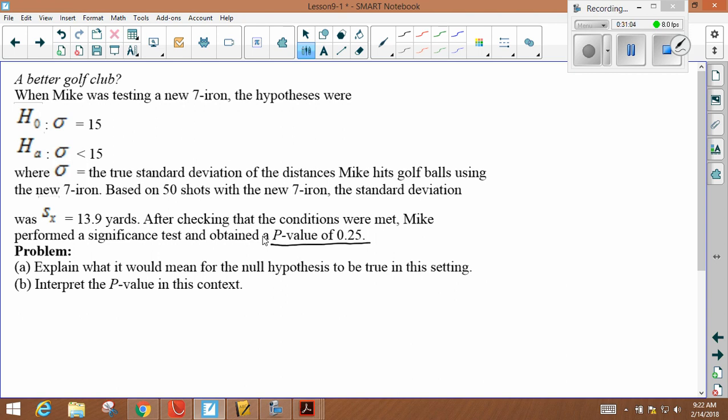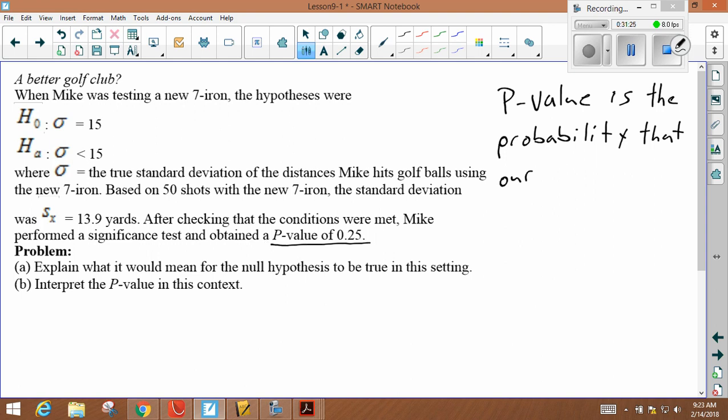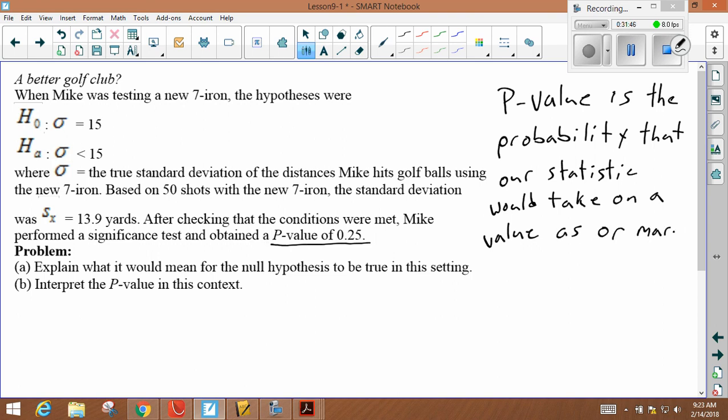All right. The p-value is the probability that our statistic will take on a value as or more extreme as the value observed.